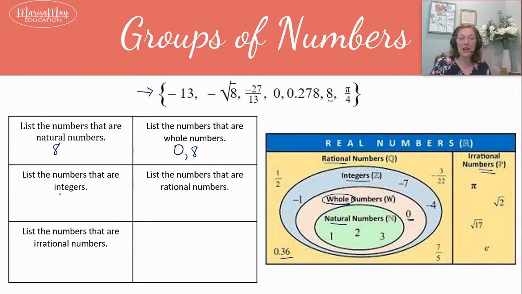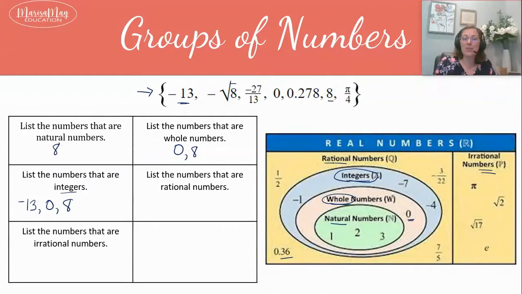Okay, we're working our way out. Next, we're going to look at the integers. So remember, in this one, we have added the positive and negative numbers. This is all of the whole numbers, all of the natural numbers, but now we have these negatives. So I'm going to add in my negative 13, and then I'm still going to have my 0 and my 8. I hope you're seeing how these groups just kind of compound on each other.